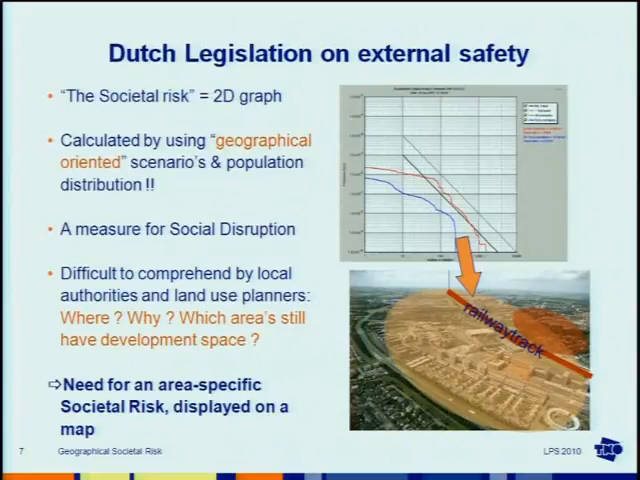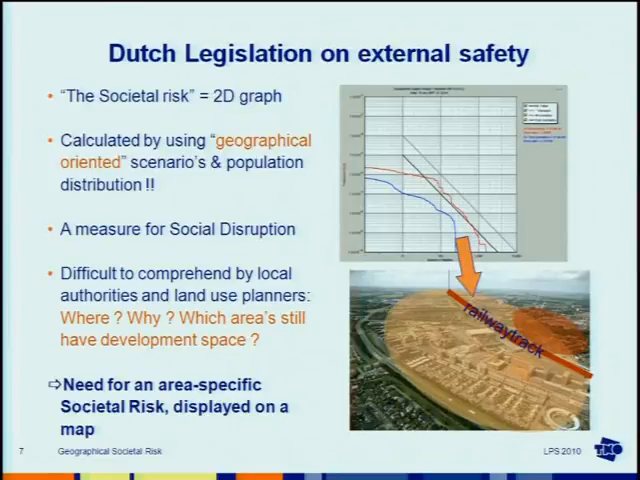But be aware, the societal risk is a two-dimensional graph, and it's calculated by using geographically oriented information about population. You need population distribution, so exactly the location, where are the people living, and you need geographic information about where are my scenarios. You mix them together, combine them, shake them, and there we have a two-dimensional graph which just tells you you're right or you're wrong. That's hardly usable if you are going to determine whether you can build somewhere.